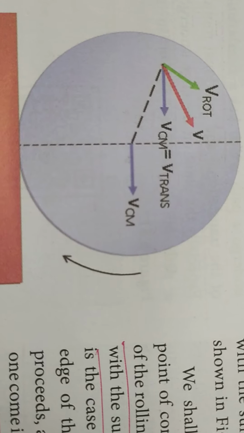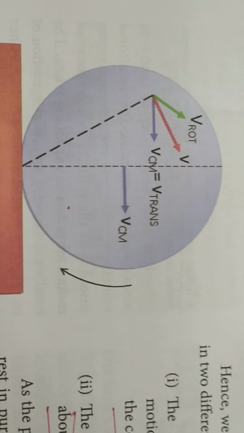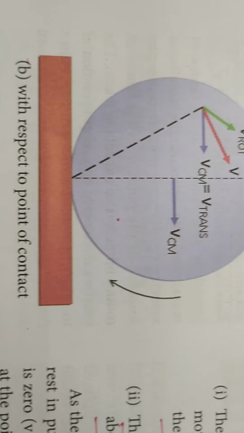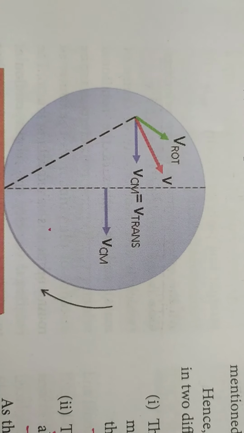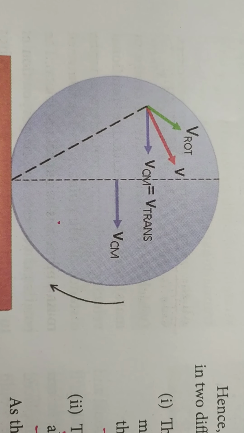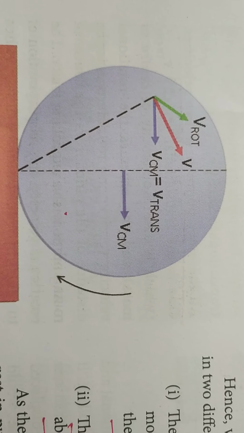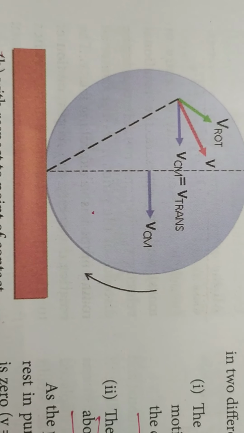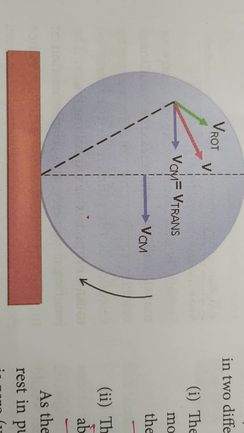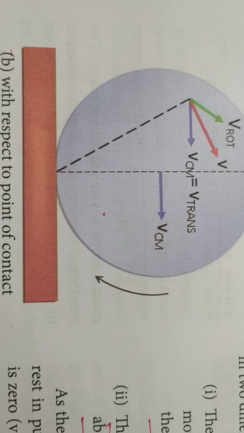Here Vcm means velocity of center of mass, that is translational velocity. Here it is with respect to center of mass, and here with respect to the point of contact. That means from the point of contact, you again see the same Vcm, V rotation, and the resultant is V, and Vcm is always equal to V trans, because the center of mass will always move in a straight line. With respect to the point of contact, the dotted line shows that this motion is considered from the point of contact.